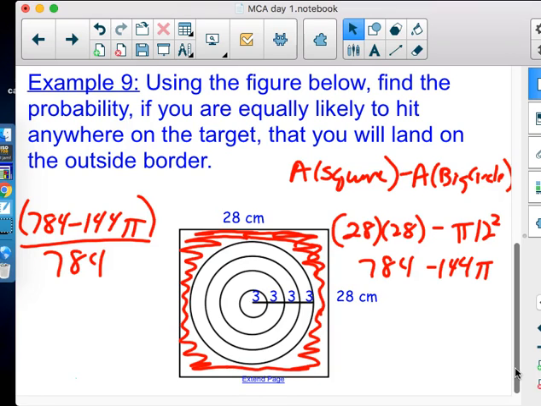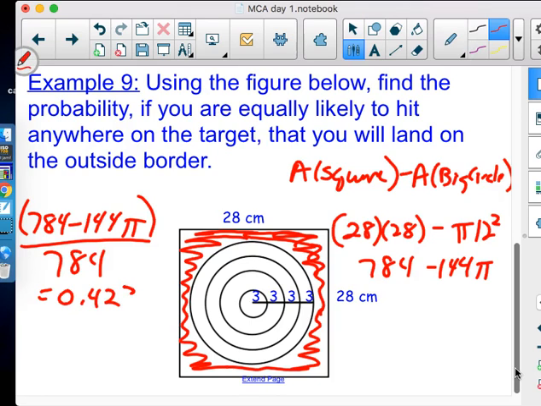So 0.423, or approximately 42.3%. Yeah, that's a pretty high percentage. If you haven't thrown darts before, you're probably going to end up on that outside ring. And there it is.